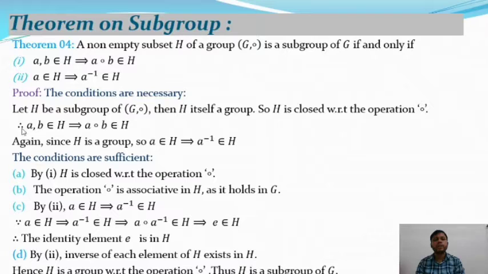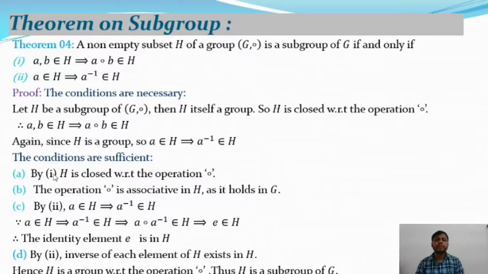So if a, b belongs to H, and you know that H is a non-empty set, then a composition b belongs to H. As well, you know that H is a group, so the inverse property is also satisfied. So a belongs to H implies a inverse also belongs to H. Okay, so the condition is necessary. Now we will talk about the sufficient condition.